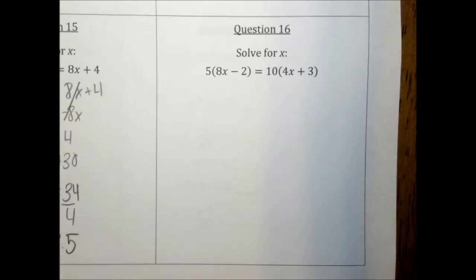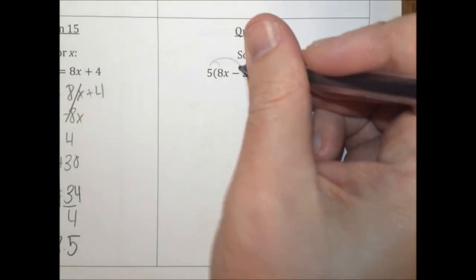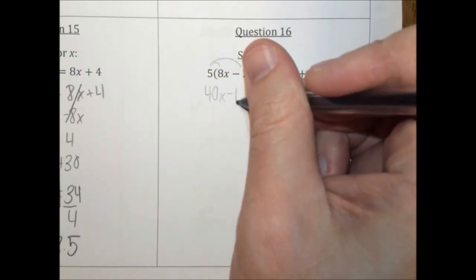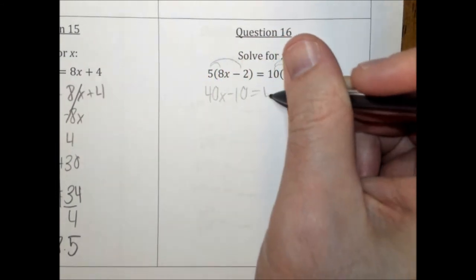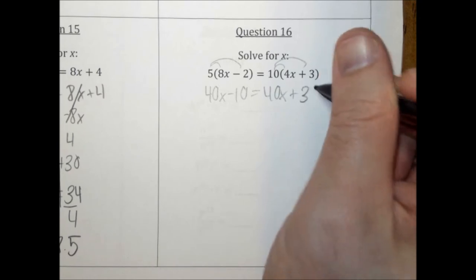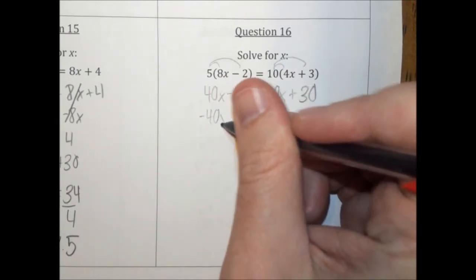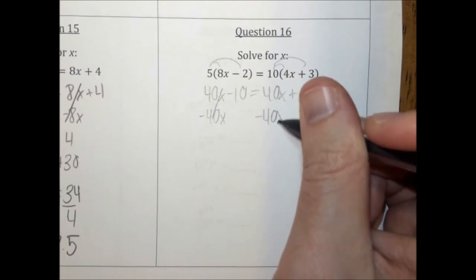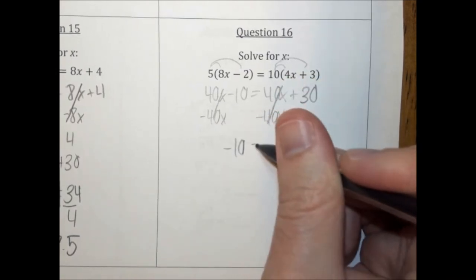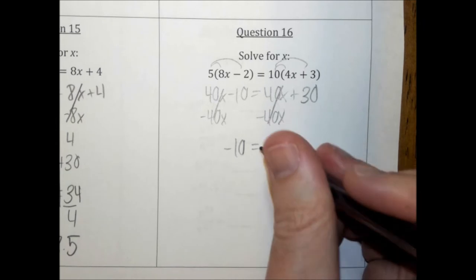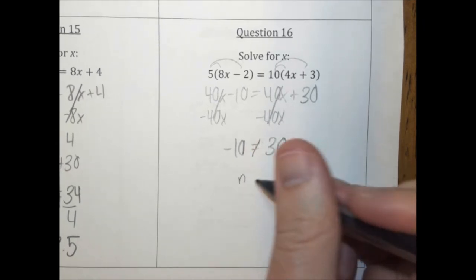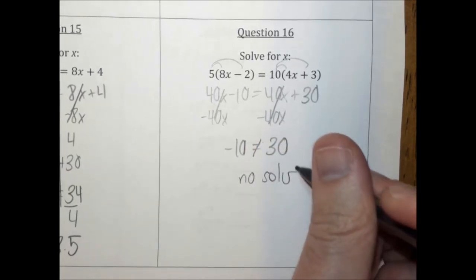Question 16, there's parentheses on both sides. Let's distribute and get 40x minus 10 equals 40x plus 30. Variables on both sides are the same, so when we go to move them, they'll both cancel. And we'll be left with negative 10 equals 30, which is not true, so we cross off the equal sign and we write no solution.